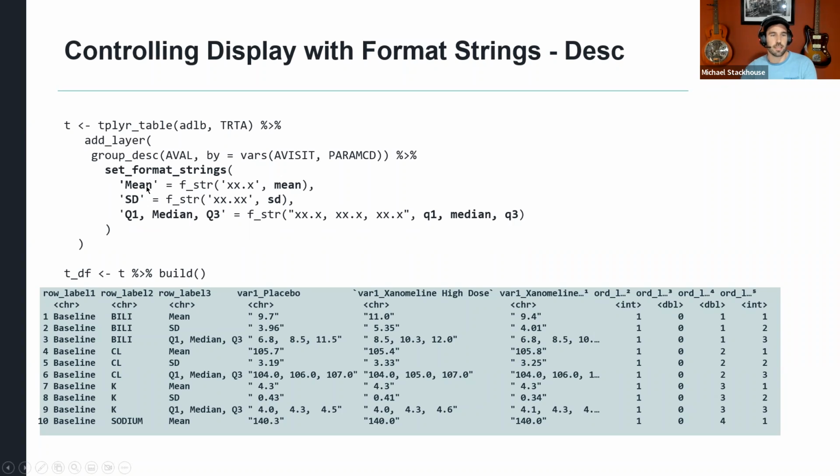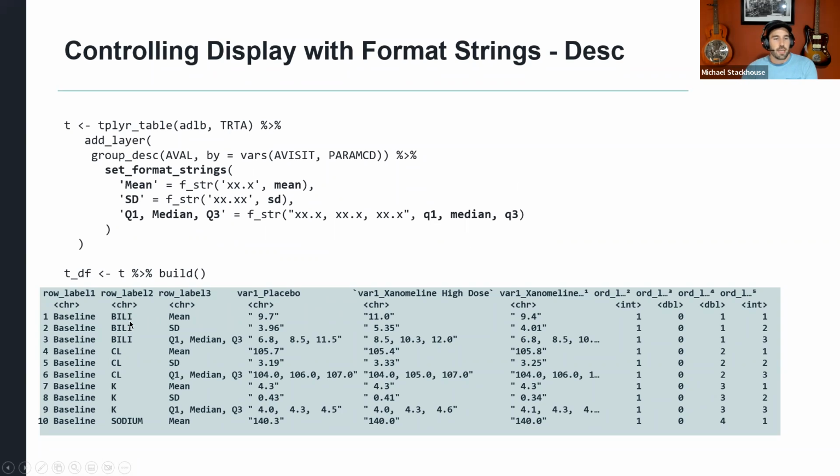So in set format strings, we say present mean, and mean should be presented with an integer width of 2, 1 decimal place, and then mean. Standard deviation goes on another row, and then I set the F string here, and I want 2 decimal places for that, and then add standard deviation. And then Q1, median, and Q3 all on one line, so we have the F string call saying that we want those 3 values presented, we want the string to look like this, and then fill that with Q1, median, and Q3.